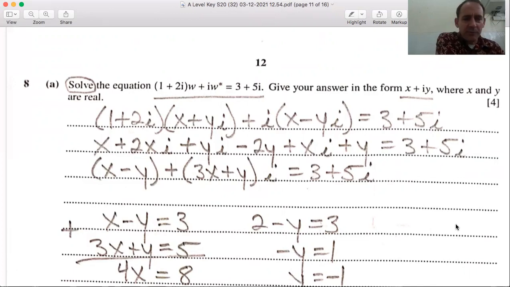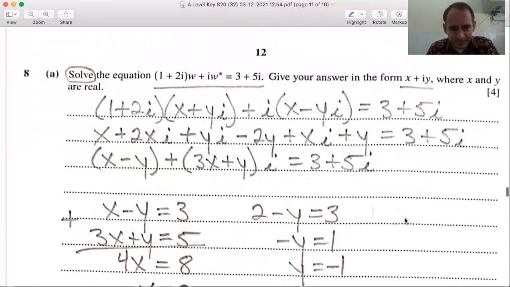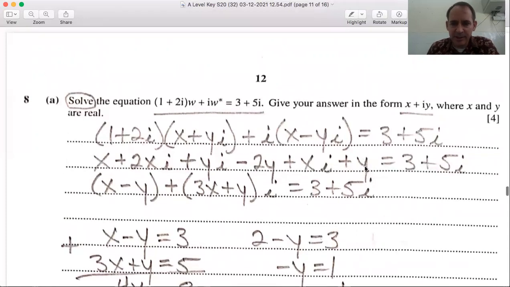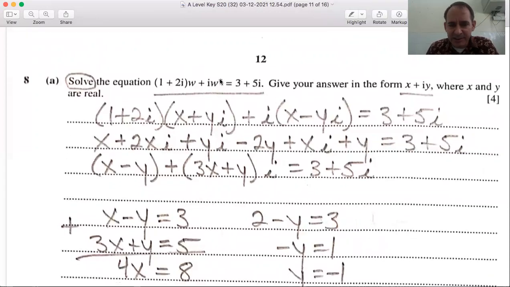Solve the equation (1 plus 2i)w plus i w asterisk equals 3 plus 5i. Give your answer in the form x plus iy, where x and y are real. So notice w is a complex number, and complex numbers have the form x plus iy. And the asterisk means it's the conjugate. So the conjugate has the same terms but the opposite sign. So instead of x plus yi, it's x minus yi.